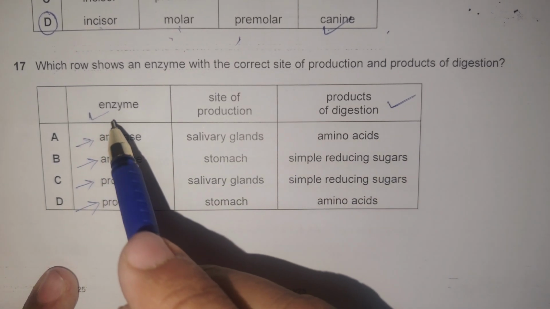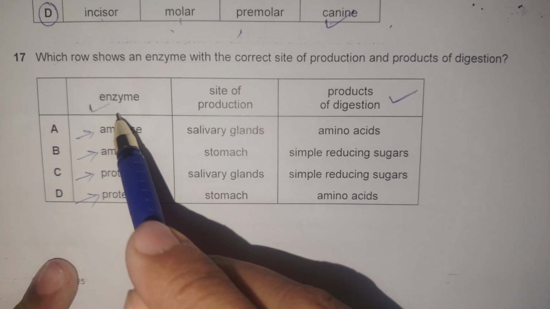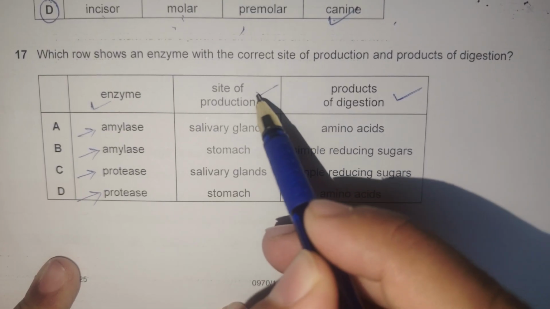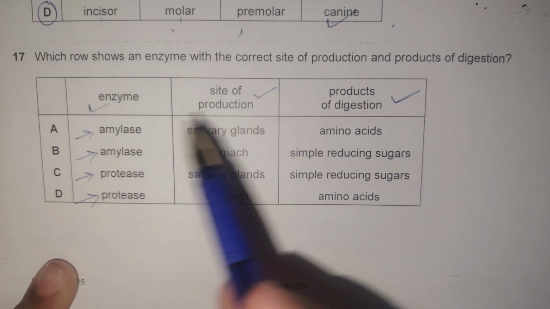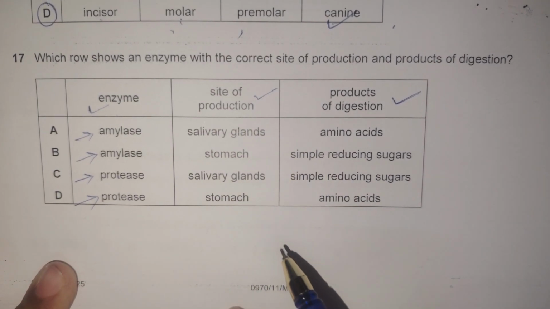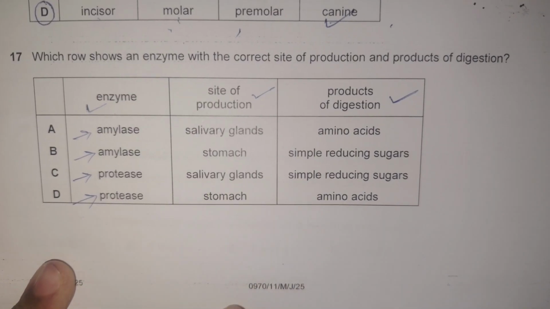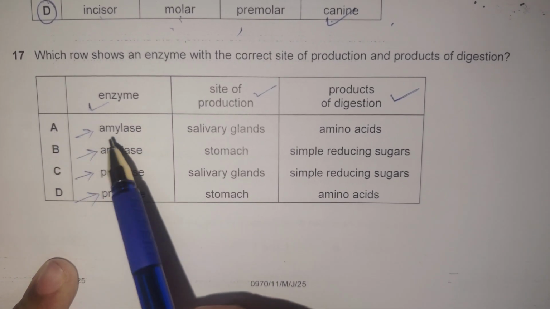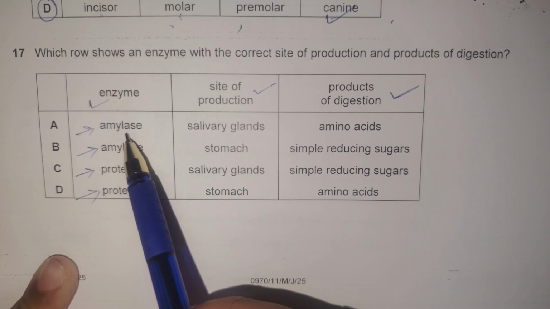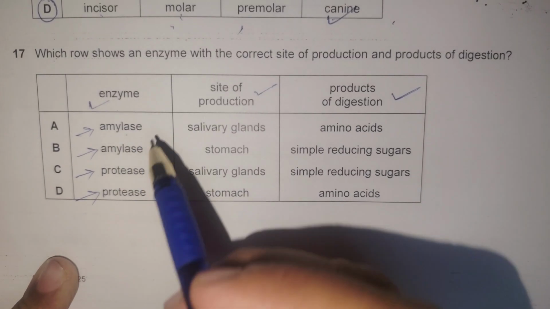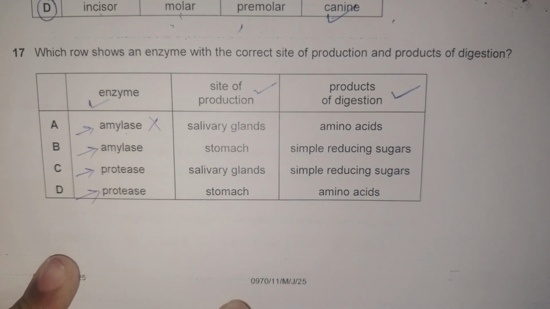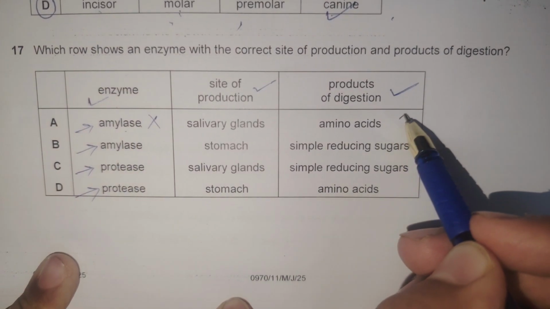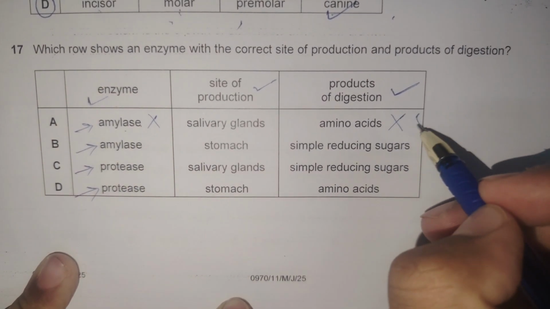Or some students, they know the enzyme and they know where they are produced. So you can check either two of them and you can solve this question. So let's crack this question. First option is A, enzyme is amylase. This option is incorrect. Why? Because amylase breaks down starch, not amino acids.